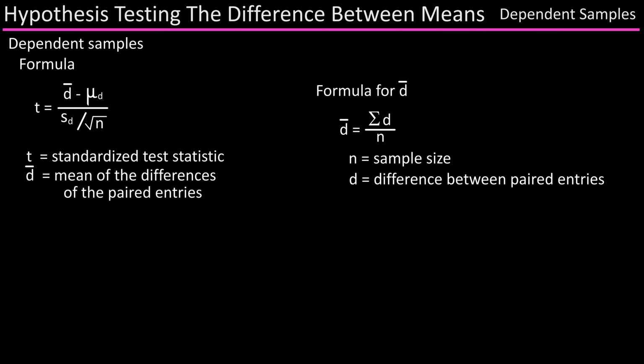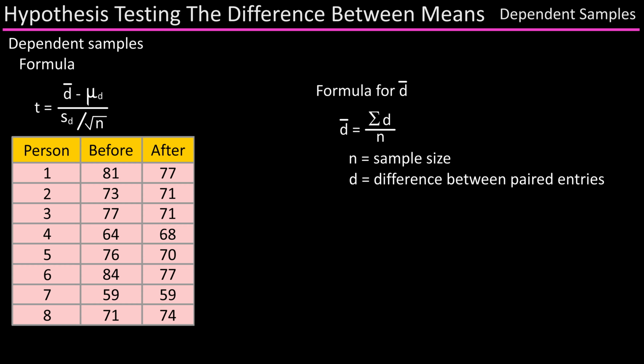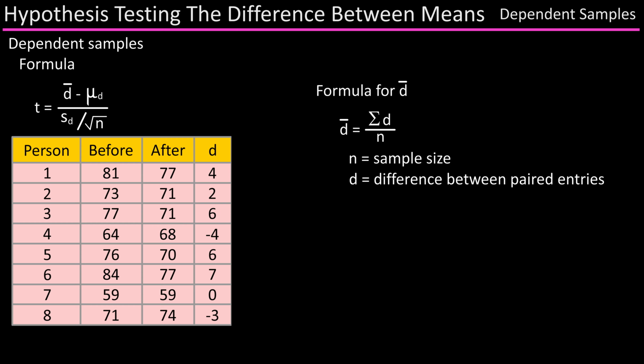As an example of how to calculate d bar, let's say this table shows data for 8 randomly selected people. Column 2 shows each person's resting heartbeat before taking part in a fitness program. Column 3 shows each person's resting heartbeat after taking part in a 4-week fitness program. To calculate the sum of d, we need to sum up the differences between each of the paired entries. So we can add a 4th column and label it d, or difference. For each person, we subtract the after value in column 3 from the before value in column 2, which I've done here. If we sum up these values in column 4, we get 18, which is the sum of d. So the value for d bar from this data is 18 divided by 8, which equals 2.25.